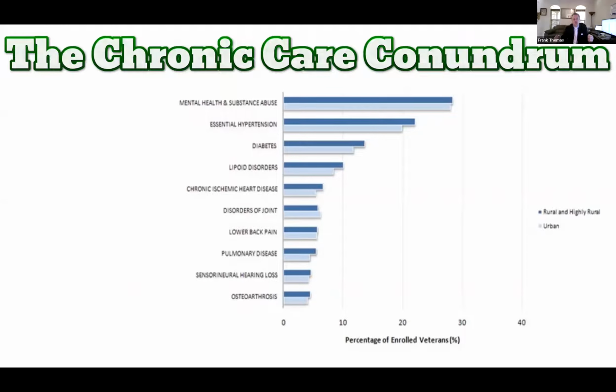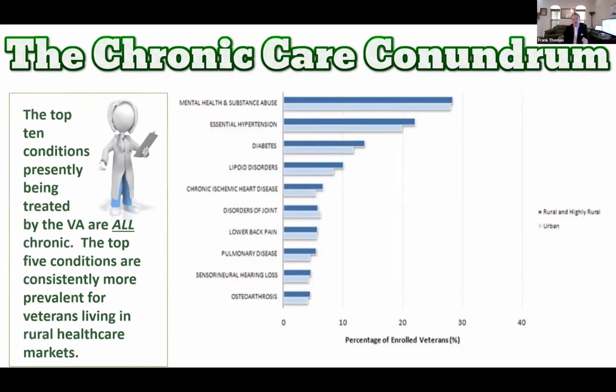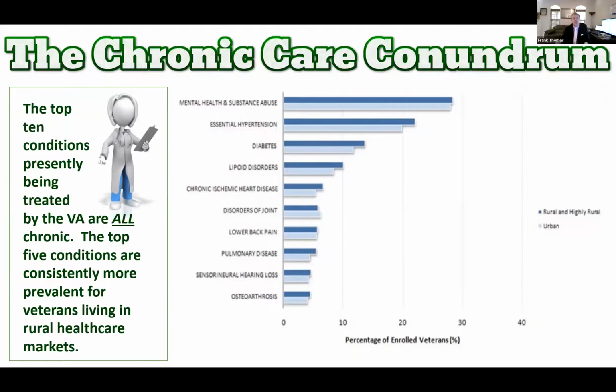What I want you to take away from this slide quickly is that all of the top 10 conditions presently being treated by the federal VA are chronic. These are not one and done visits. A couple of these conditions may stand out for some of you. Chronic ischemic heart disease and pulmonary disease are examples of ambulatory care sensitive conditions. Those are conditions that make a veteran highly susceptible to an otherwise preventable hospitalization when he or she doesn't receive follow-up outpatient treatment. For highly rural and rural veterans, distance is a deal-breaking, mission-critical, significant barrier.